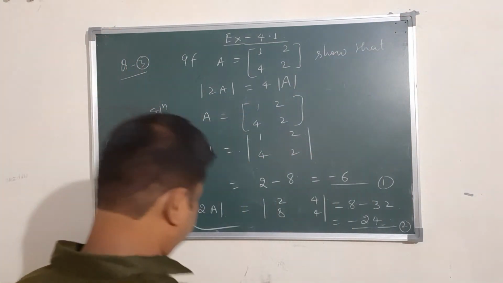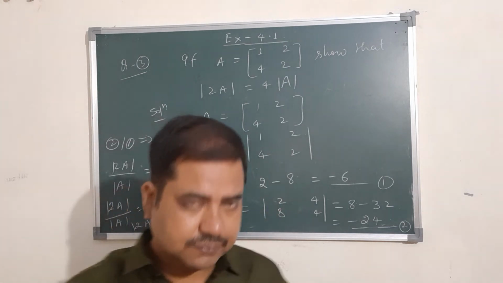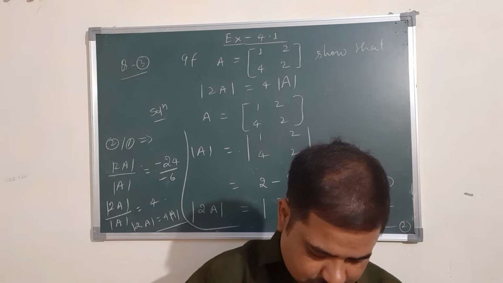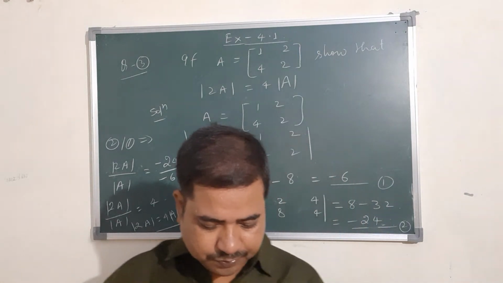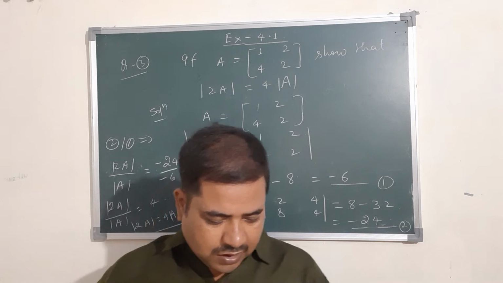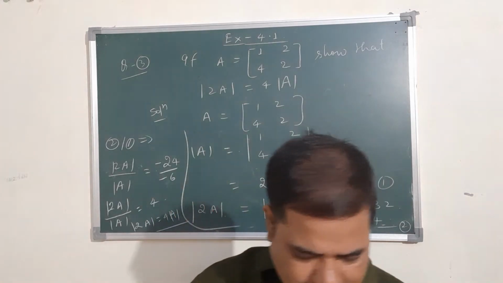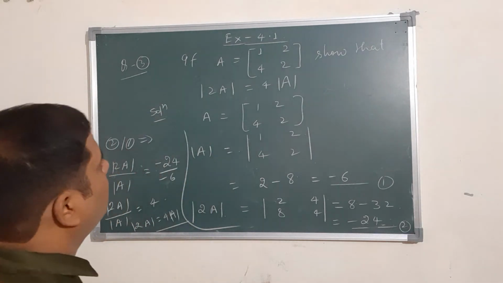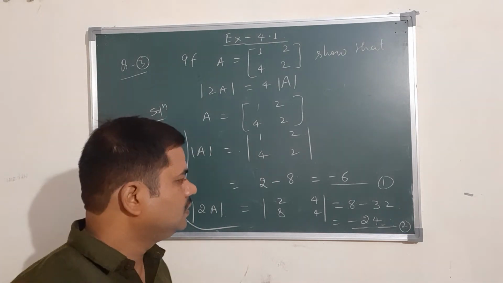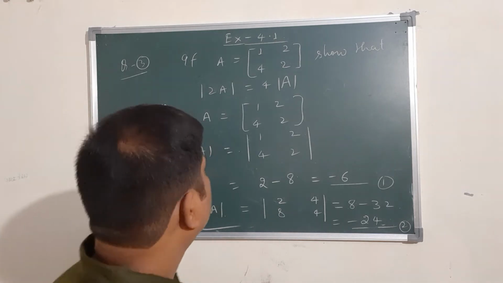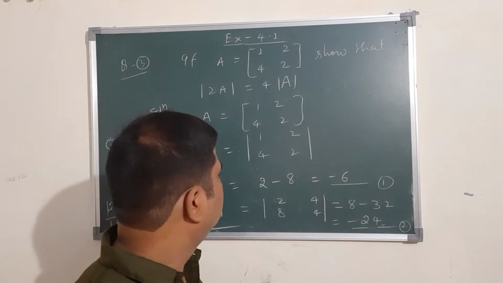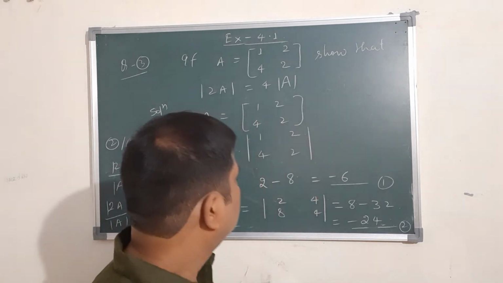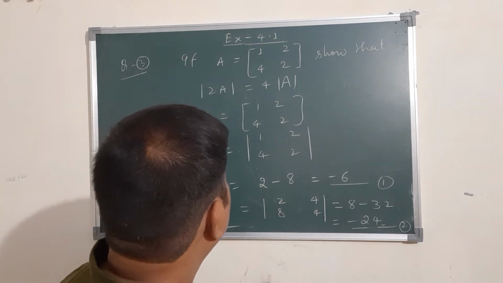Now, next question. If A is equal to the same matrix, but the order of the matrix is 3. I hope you understand this one, and you have to note it down.